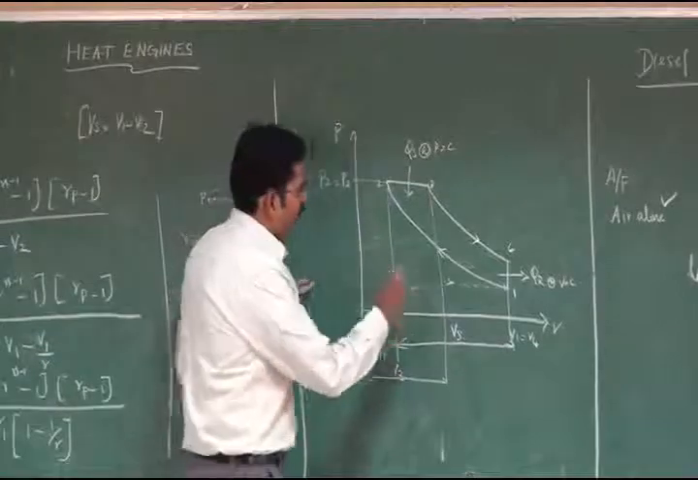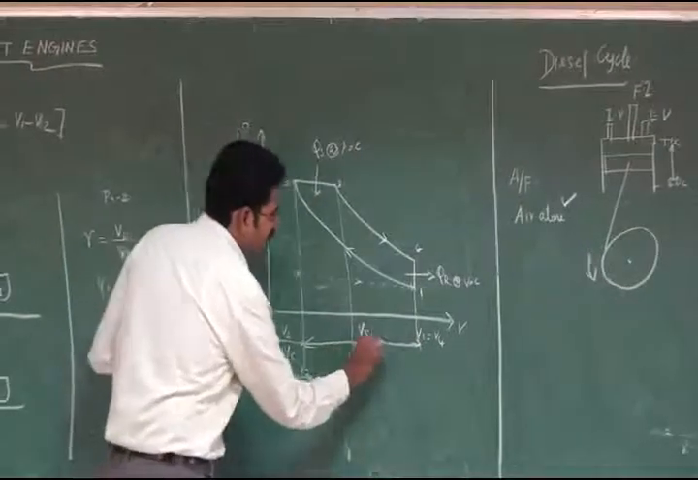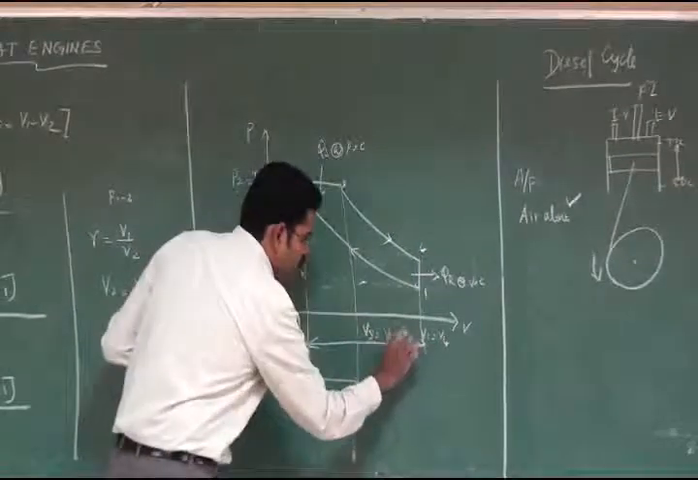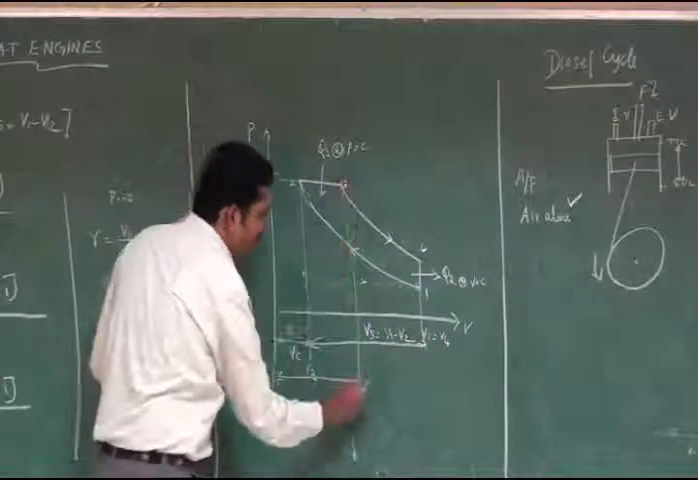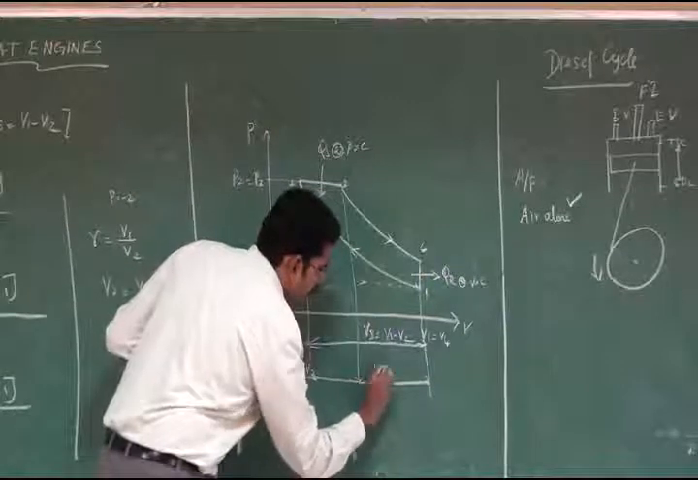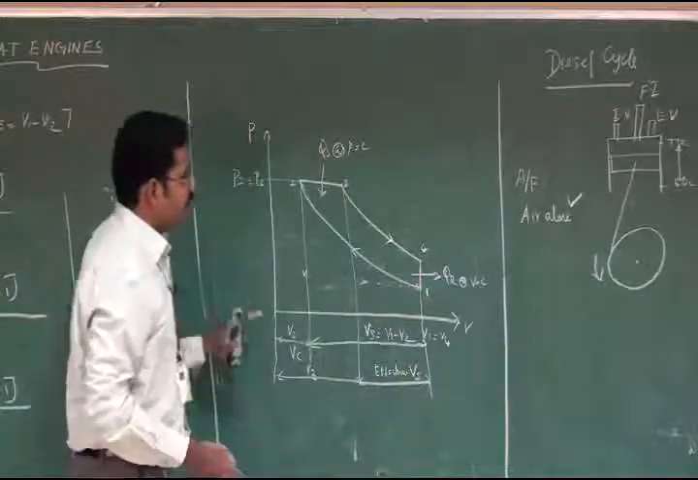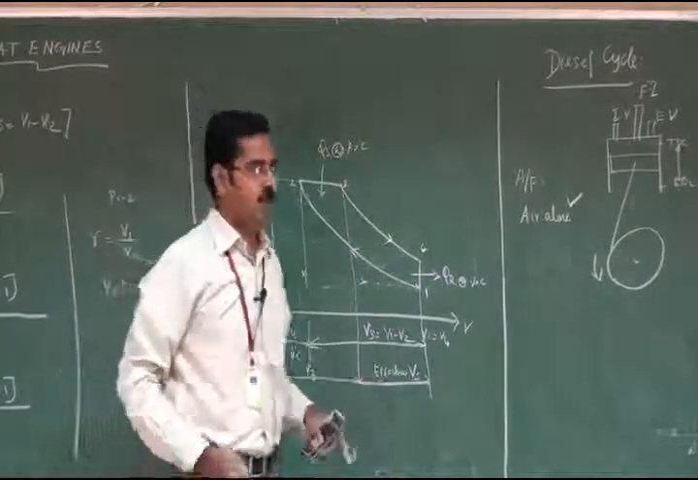Then we have a volume called stroke volume. Stroke volume is V1 minus V2, and here we have V3. This volume is called effective stroke volume, that is, between V3 and V1.